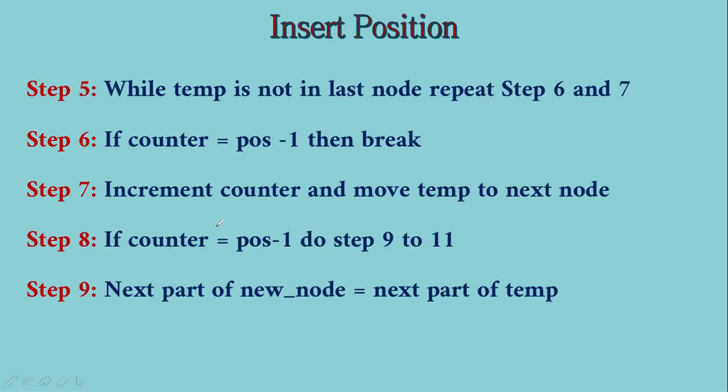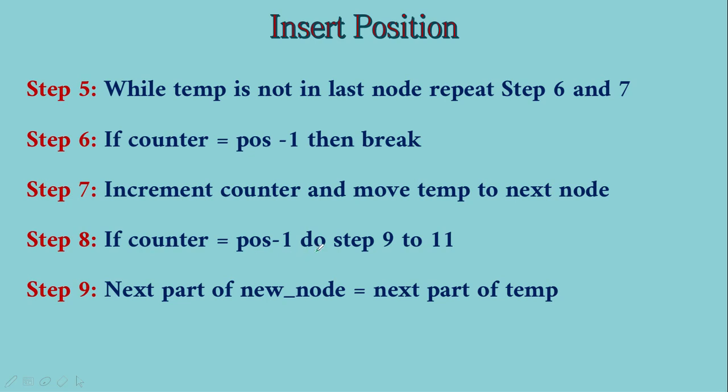And while your temp is not in the last node, we are going to repeat steps number 6 and 7 as discussed. In 6, you check if your counter is position minus 1, then you have to break the loop. Otherwise, increment the counter and move temp to the next node. After coming outside the loop, we make sure the position is valid by checking whether counter is equal to position minus 1.